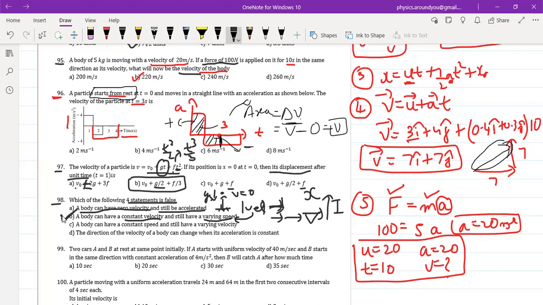So we didn't even read C and D. We can straight away save our time by ticking B. C and D, of course, should be correct. You can verify them yourself. You can read the statements and convince yourself that they hold true. A body can have a constant speed and still have a varying velocity, of course, which is the definition of circular motion. Velocity is changing, but speed can be the same, uniform circular motion. Direction of velocity can change when its acceleration is constant.